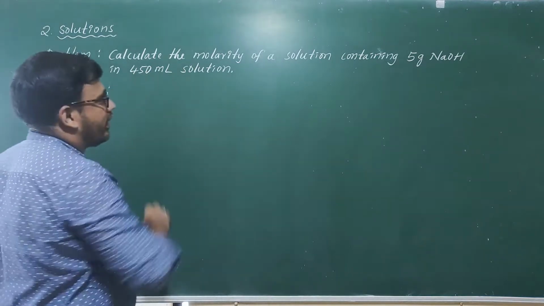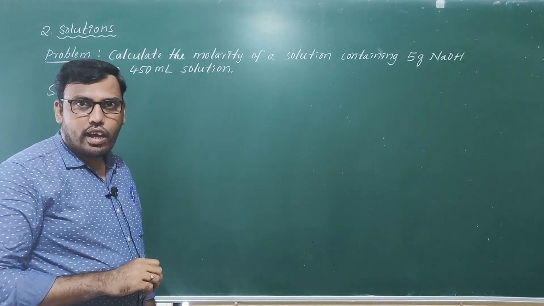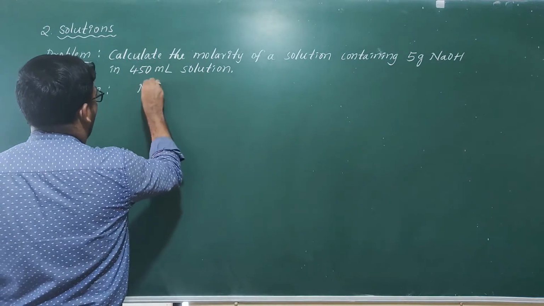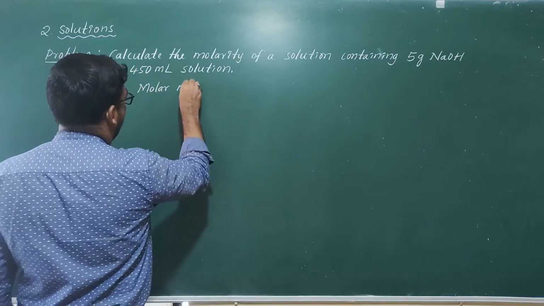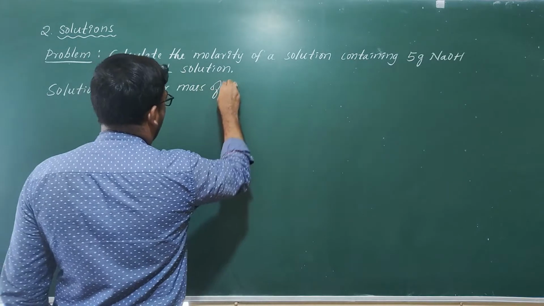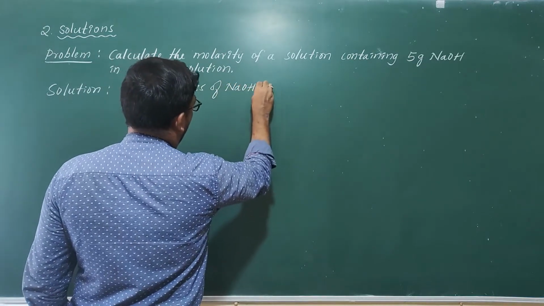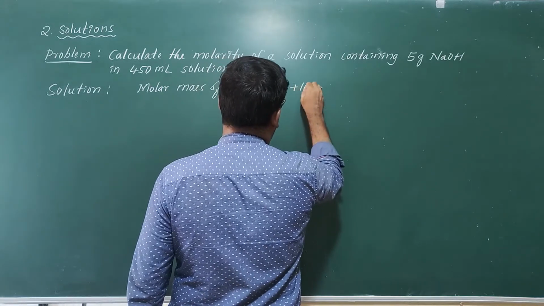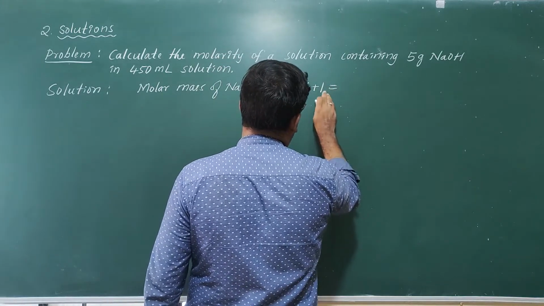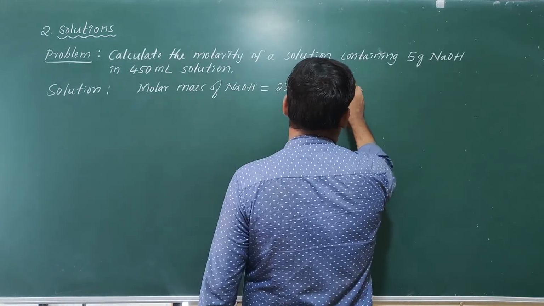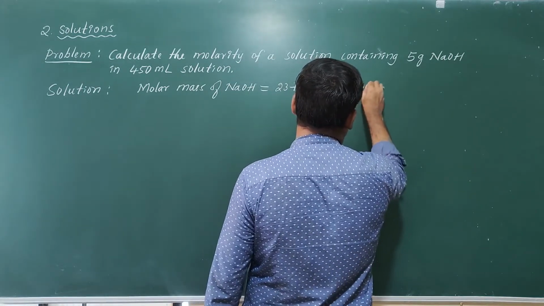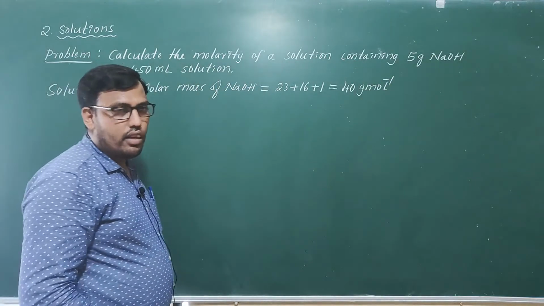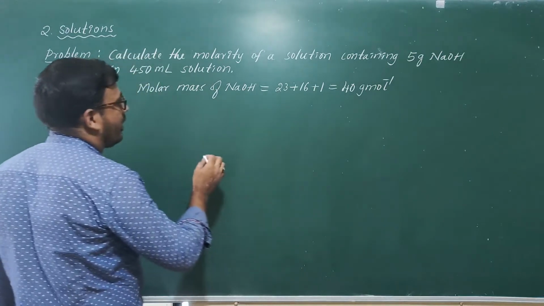So in order to calculate number of moles of NaOH, I must know molar mass of NaOH. So first I will calculate molar mass. So molar mass or molecular mass of NaOH is equal to sodium 23 plus oxygen 16 plus hydrogen 1. So that is equal to 40 gram per mole is the molar mass of NaOH.